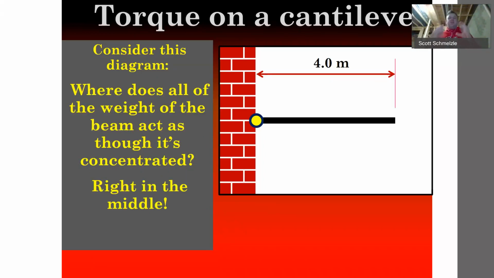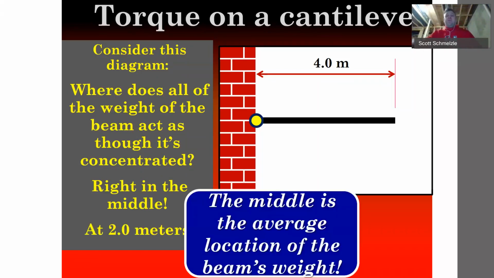Because this is a horizontal beam, the center of mass, the location where we create a minimal amount of twist, is going to be at 2 meters. That's the average location of the beam's weight. If you look at the whole entire beam, it balances out by taking a slice off each end, slice, slice, slice, until you get to the middle. I don't know if that makes sense or not, but that's where the weight is really going to be focused.